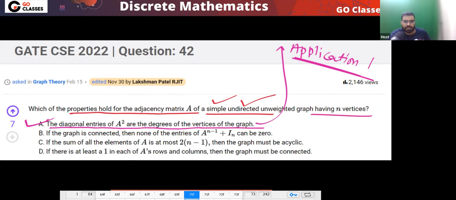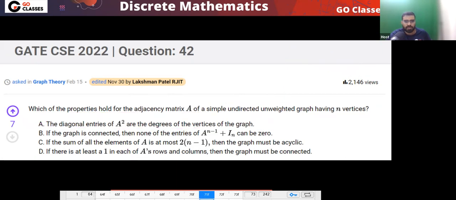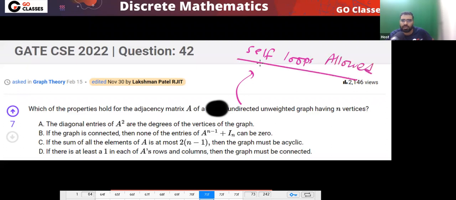In this, one variation is also possible. If simple is removed and self loops are allowed, let's assume self loops are allowed. If this is given, let's assume it is given in the question. Let's assume it is given that self loops are allowed.